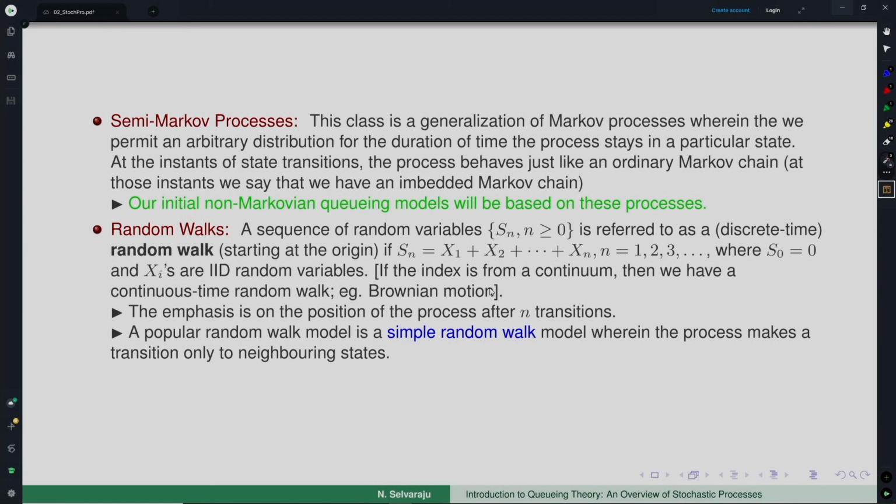A popular random walk is the simple random walk, wherein the process makes a transition only to the neighboring state, and a symmetric random walk if the probabilities of moving to the neighboring states are equal. That is what you call a symmetric random walk and so on. One can derive many different properties for such specific cases.